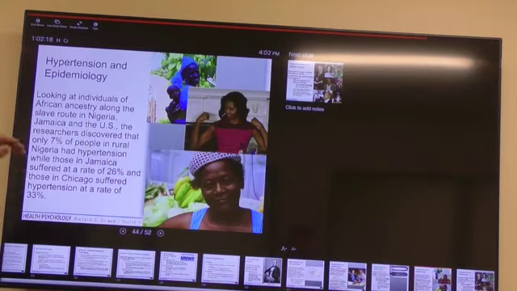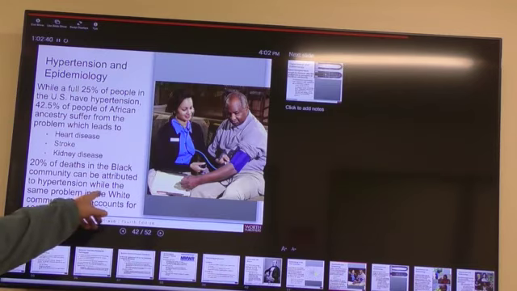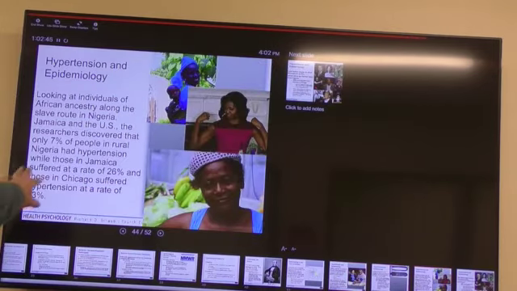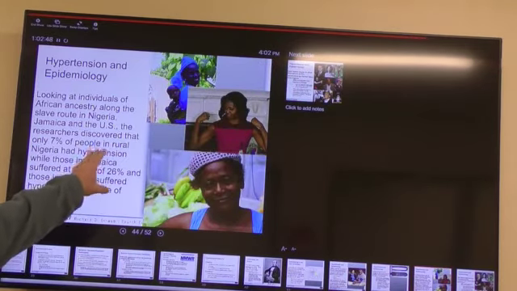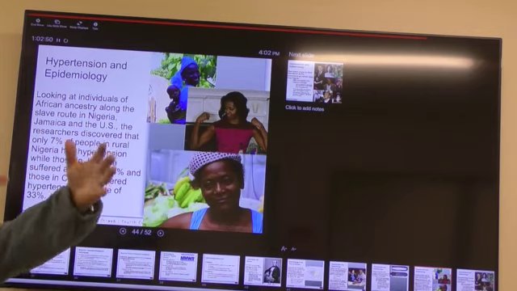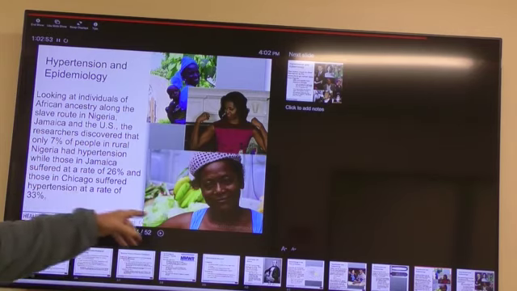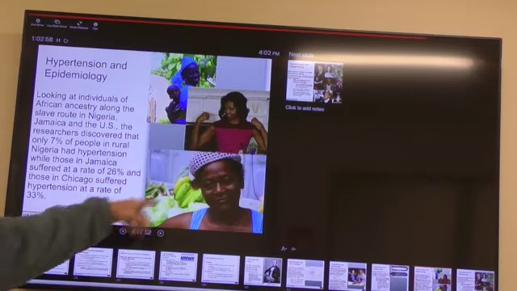Looking at individuals of African ancestry along the slave route in Nigeria, Jamaica, and the United States, the researchers discovered that only 7% of the people in rural Nigeria had hypertension, while those in Jamaica suffered at a rate of 26%, and those in Chicago suffered hypertension at a rate of 33%. Now remember, what did we have before? We had 10% of whites are suffering from high blood pressure. However, if we look at the differences, we see that high blood pressure is prevalent where the slaves came over, in Jamaica, which was sugar plantations, and in Chicago.